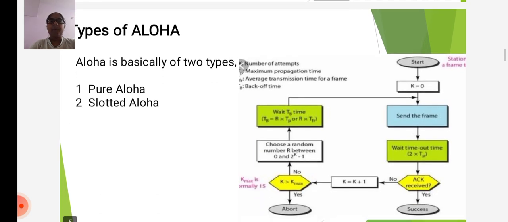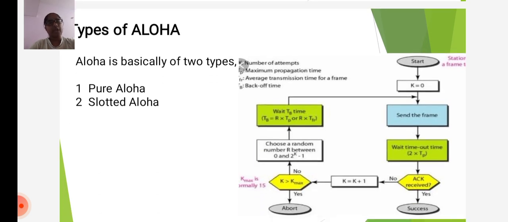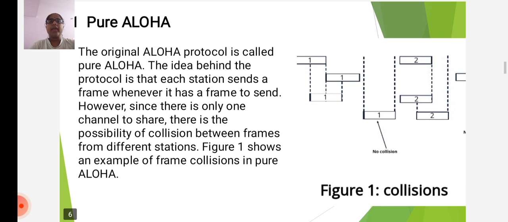Types of ALOHA. ALOHA is basically of two types. The first one is pure ALOHA and the second one is slotted ALOHA. These are the two types of ALOHA. The first one is pure ALOHA. The original ALOHA protocol is called pure ALOHA. The idea behind the protocol is that each station sends the frame whenever it has a frame to send. However, since there is only one channel to share, there is a possibility of collision between frames from different stations.